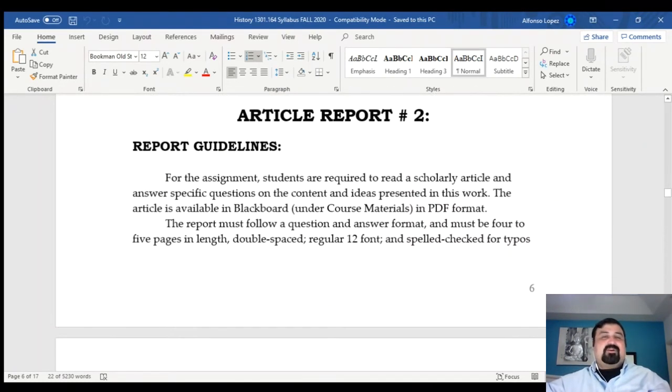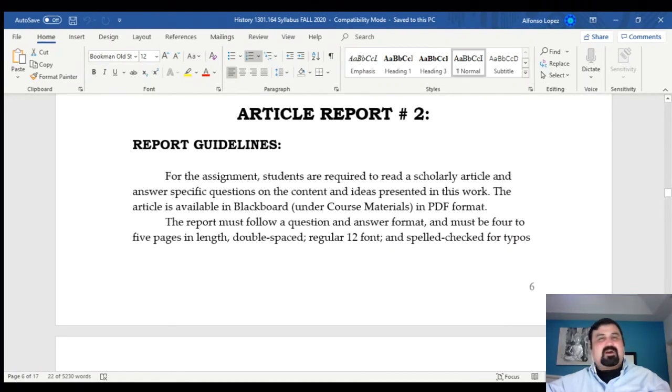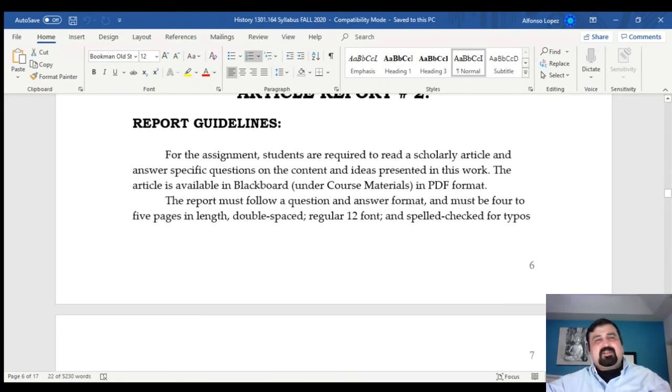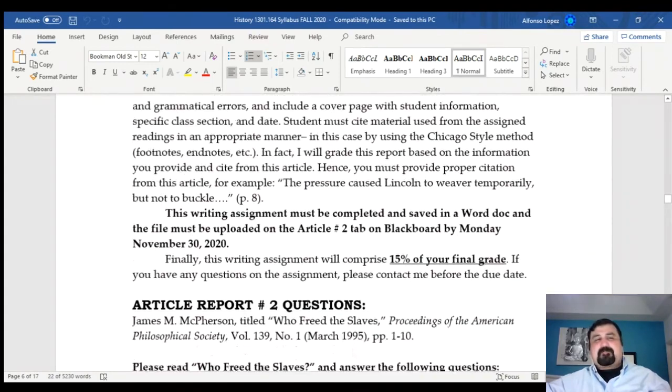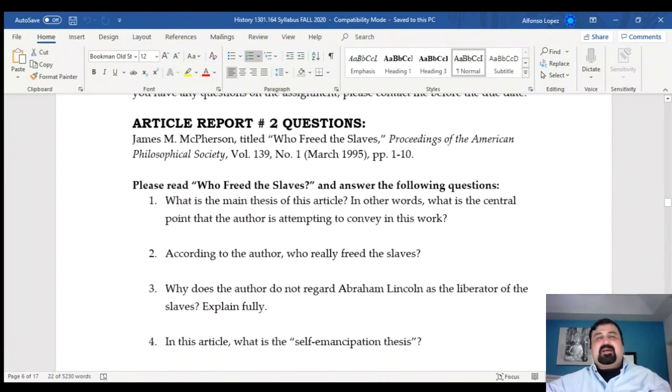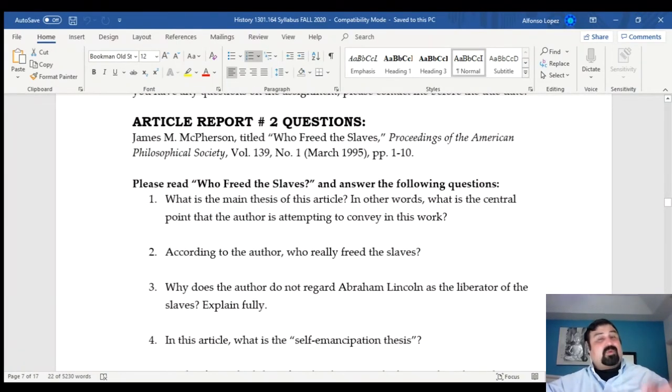And there's a second article report that is quite identical. It tells you to also read an article that is already available on Blackboard, regarding the Civil War and the freeing of the slaves. In this case, it is called Who Freed the Slaves.